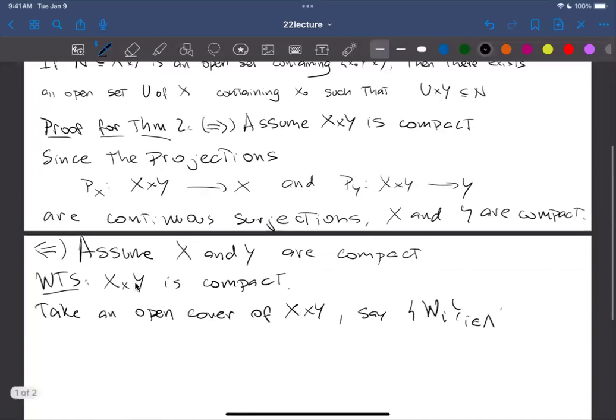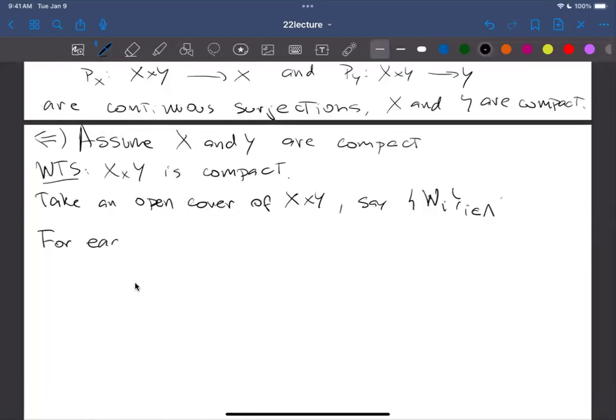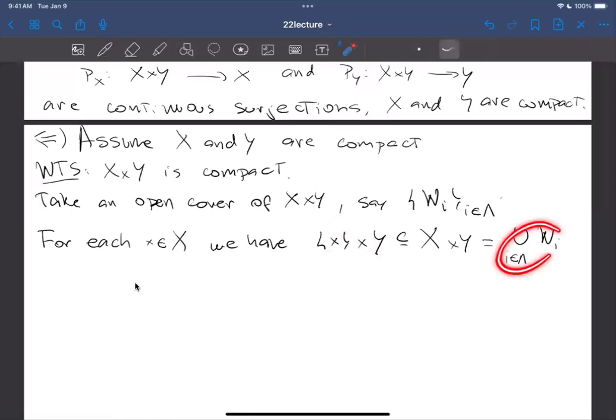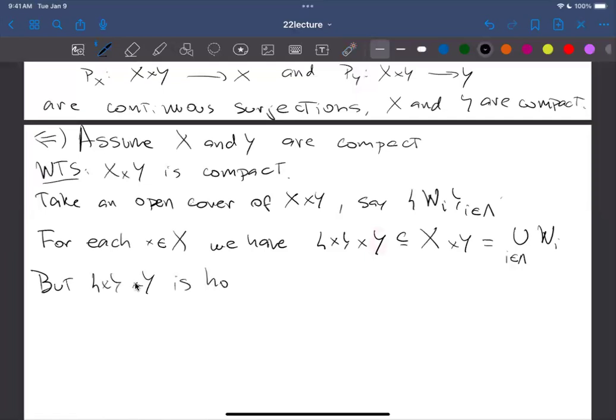And now the idea is we want to use the tube lemma. So for each point on the first space, each x in X, we have this space sliced at x, which is a subset of the entire X cross Y, which is the union of the W_i's. So we have this subspace, which is inside the union of these open sets. But this guy, as a space, is just homeomorphic to Y, which is compact. And just from there, we can be sure that the slice is compact.